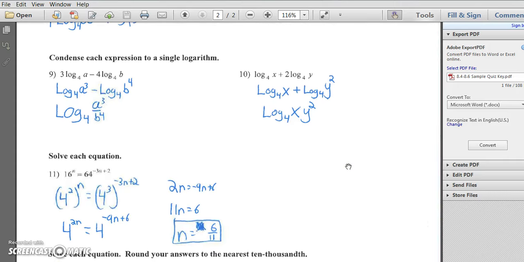This one's a little tricky for us. Solve each equation. How do I do that? I make the bases the same. 16 and 64 are both 4 to some power. When you have a power to a power, you multiply the exponents. So this becomes 2n. This distributes to 3. That's negative 9n plus 6. Now the bases are the same, so the exponents must be equal. It becomes a simple little solving game.